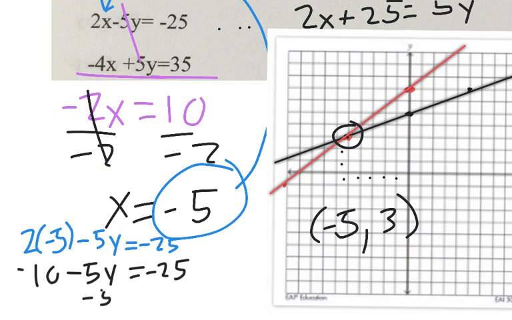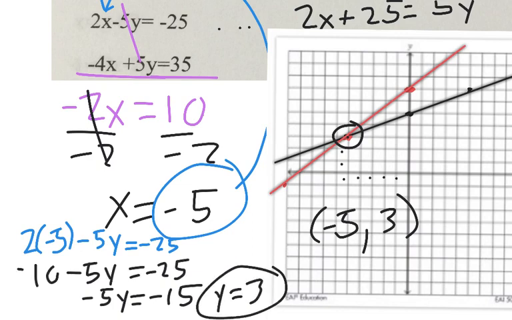Move the negative 10 over, it becomes positive. So negative 25 plus 10 is negative 15. And then divide by negative 5. So the y value is 3. So the point where they intersect is at negative 5, 3. There you go. You've seen it two different ways. You've seen it with elimination and graphing. Questions there?